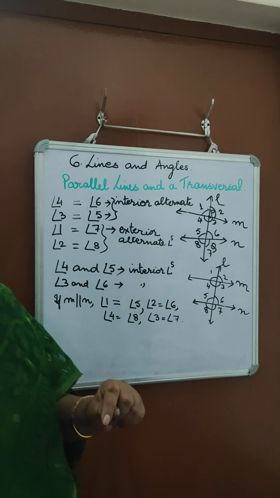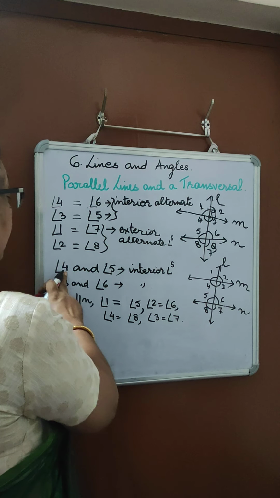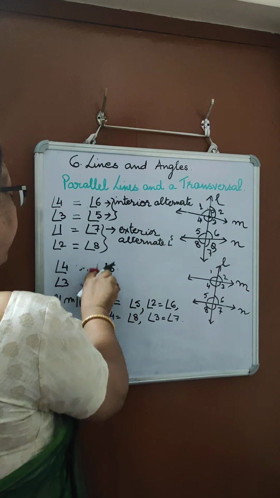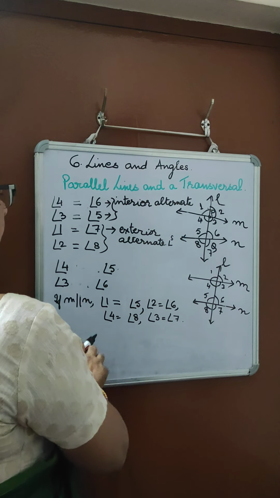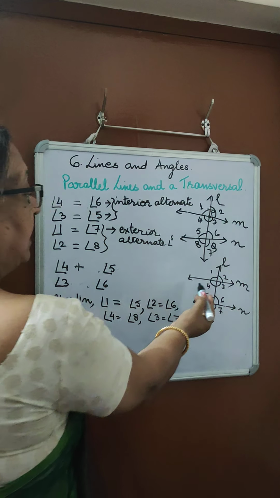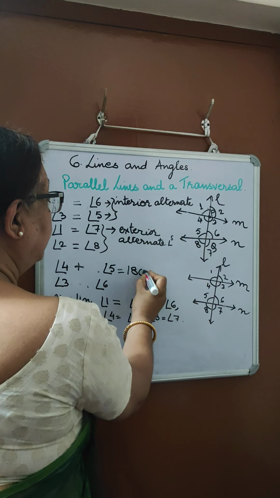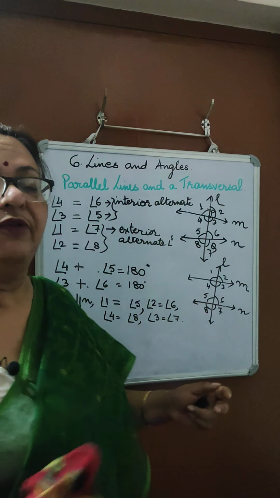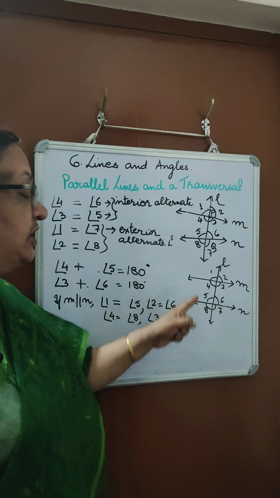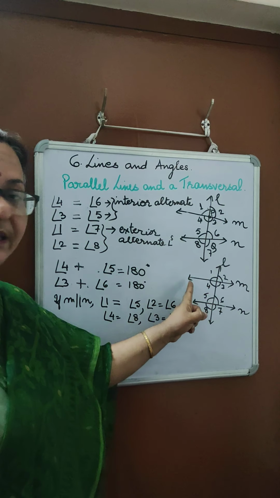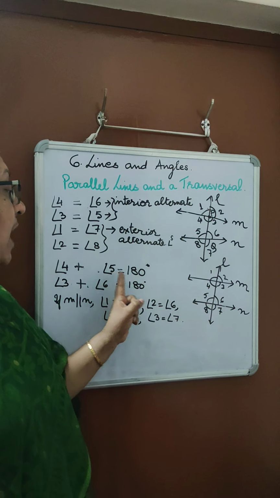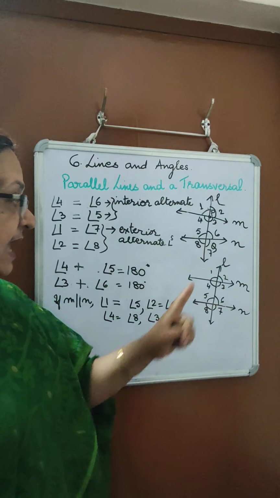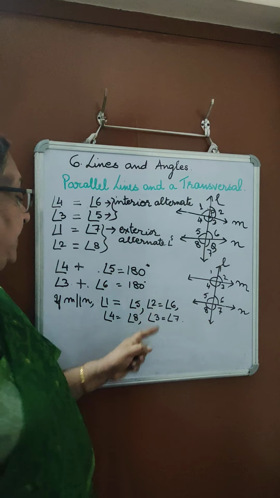What about interior angles? For interior angles, angle 4 and angle 5 is a pair of interior angles. Now, if lines are parallel, then what happens? The sum of interior angles, angle 4 and angle 5, becomes 180. Angle 3 plus angle 6 is 180. That is, if lines are parallel, interior angles on the same side of the transversal, 4 and 5, are supplementary. 3 and 6, they are on the same side of the transversal and they are interior angles, so they are supplementary.